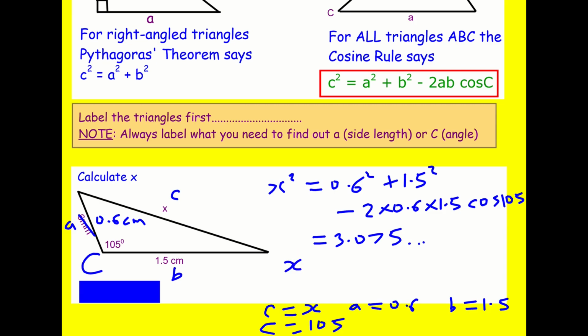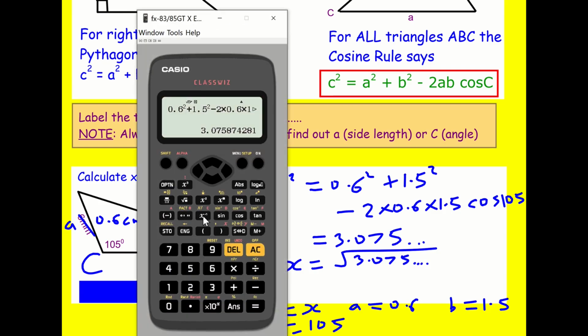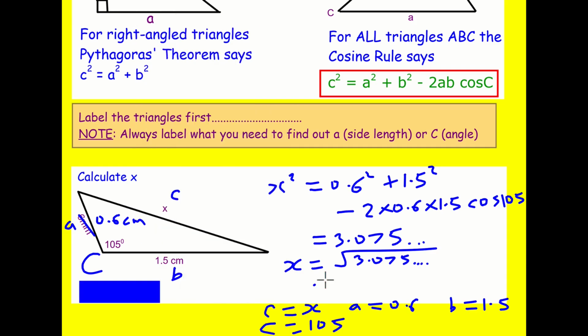So just like in Pythagoras' theorem, you have to take the square root. When the numbers are bigger, it's a bit more obvious it has to take the square root. It's not quite so obvious here because the number's not that big. 1.7538, which we might round to 3 significant figures, 1.75 centimeters.